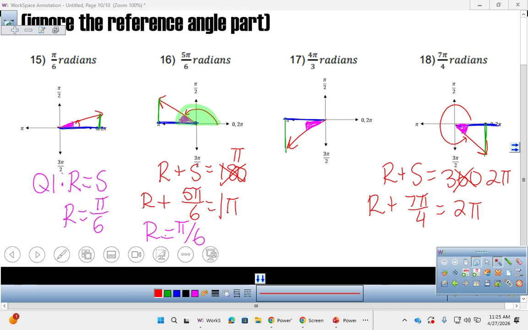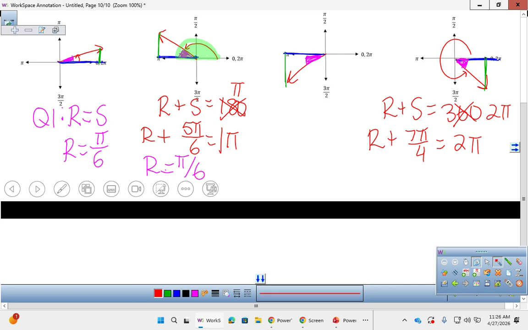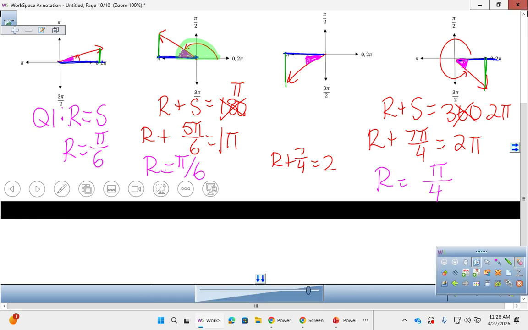Ignore the pi. Solve the equation without the pi. So R plus 7/4 equals 2. How do I solve that equation? How do I get R alone? I subtract 7/4. So in your calculator, do 2 minus 7/4. Math, enter, enter. What do we get? Is it 1/4? If it's 1/4, then what that means for my fraction is it's not 1/4, it's pi over 4. I just bring the pi back. It's kind of trickier in radians, I get that, all right?